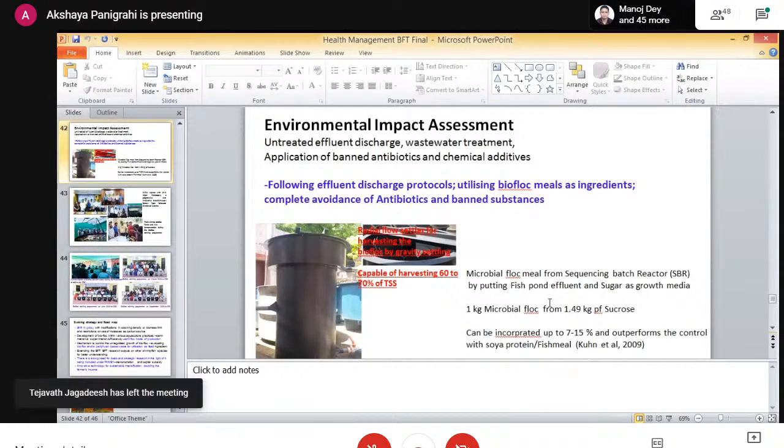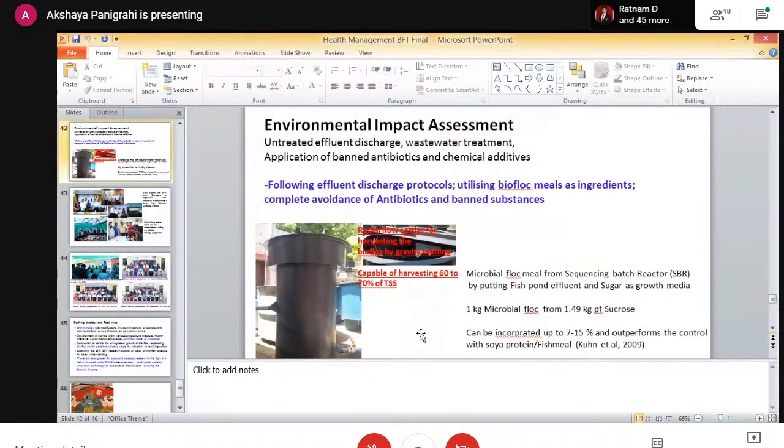Another important thing: instead of removing the biofloc sludge, during the biofloc culture itself you can take out the biofloc generated in the water. We have developed a kind of harvester, and you can dry this biofloc and incorporate it in the feed, so that the feed will have very good protein. Instead of wasting all this biofloc, at least some quality biofloc product can be utilized.